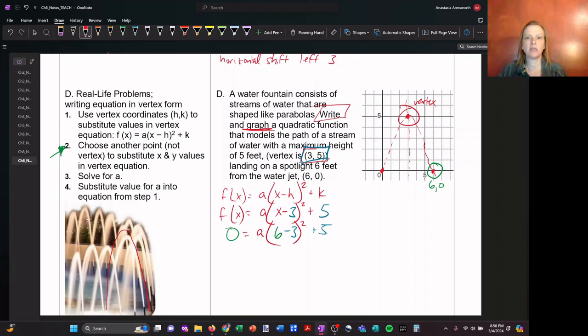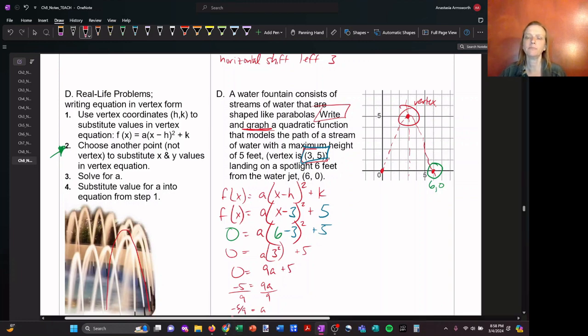6 minus 3 is 3, so I've got 3 squared times a plus 5 equals 0. So I've got 9a plus 5 equals 0. If I subtract 5 from both sides of the equation, I get 9a equals negative 5. And if I divide both sides of the equation by 9, I get that a equals negative 5/9. Now, that's not a number I would ever get by guessing and checking, but you do get it algebraically from plugging in one value that isn't the vertex into the equation.